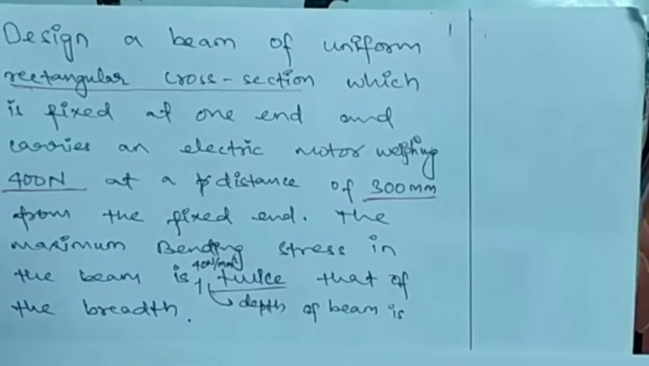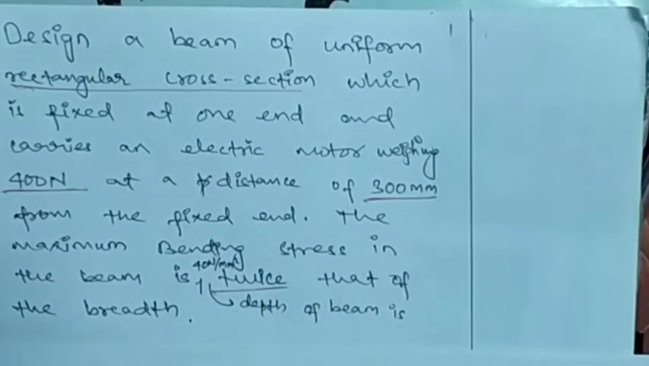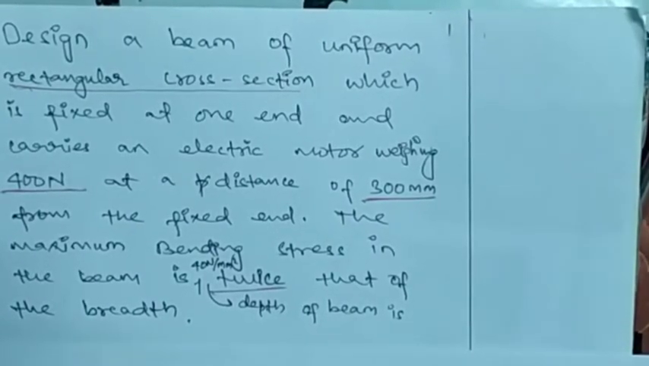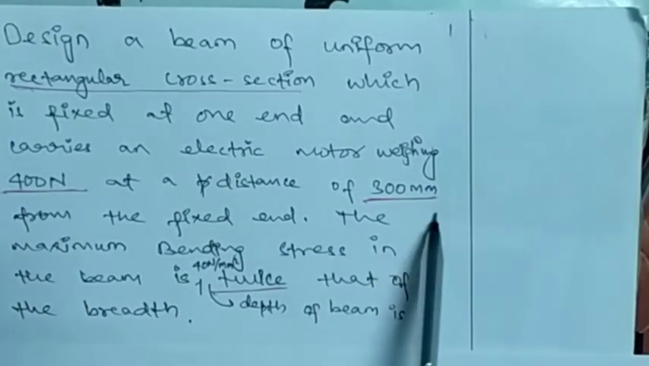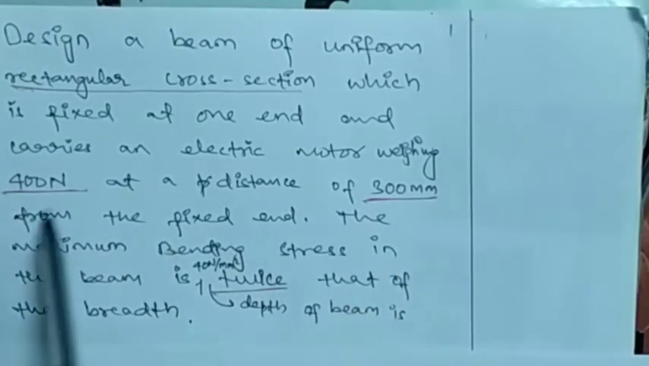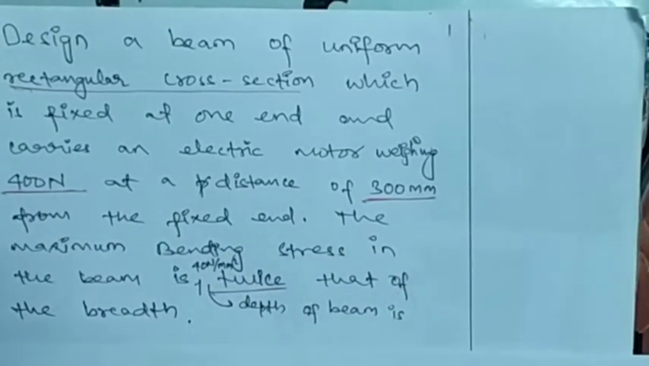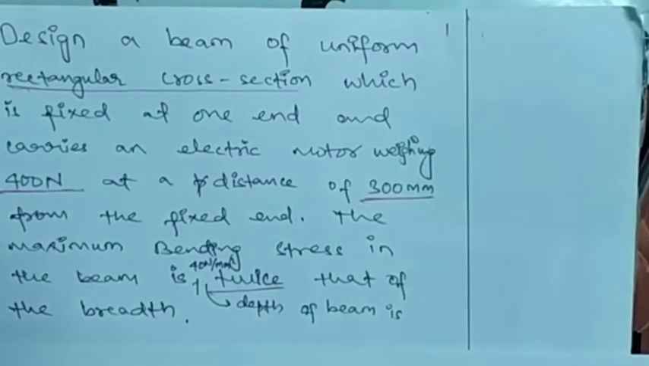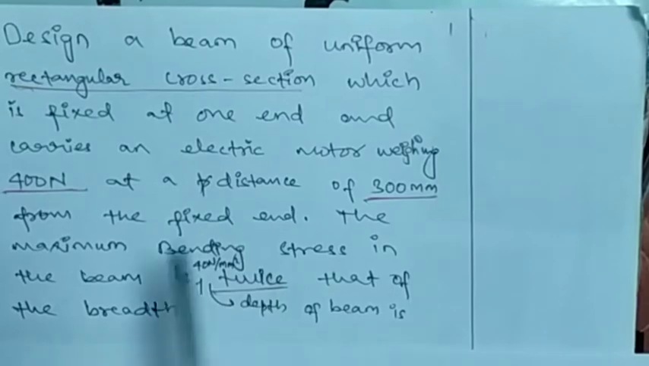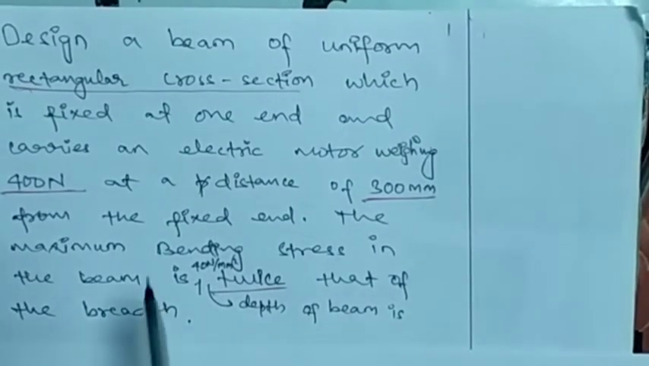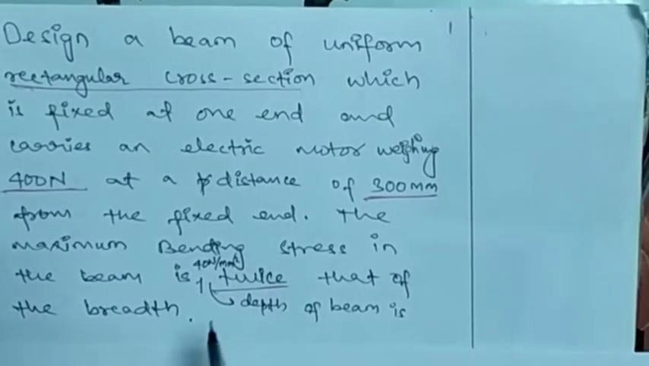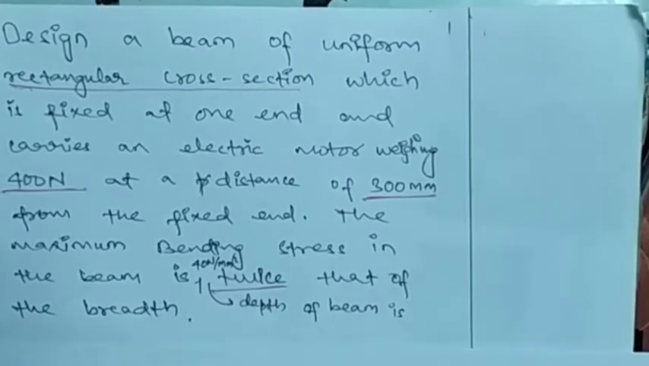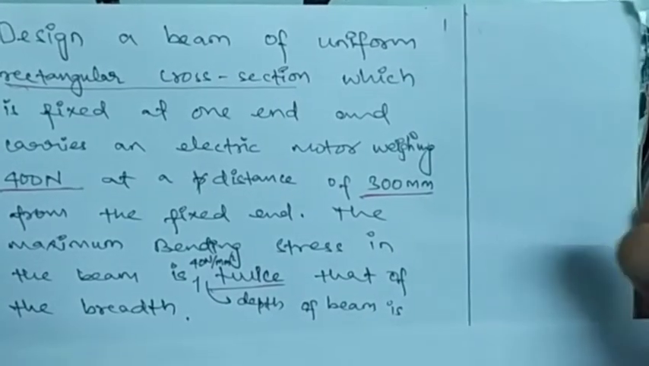So from the question we notice that the beam is of rectangular cross section. So here the moment of inertia that we are going to use will be of rectangular section. Further, the weight of the motor is given, that is 400 Newton, and the distance is 300 millimeter. With the help of these two, we are going to find out M, that is the bending moment. After this, the maximum bending stress, that is FB, is given, which is 40 Newton per millimeter square. And one more piece of information is given in the question, that the depth of the beam is twice that of the breadth. So we can write it down on a sheet of paper.